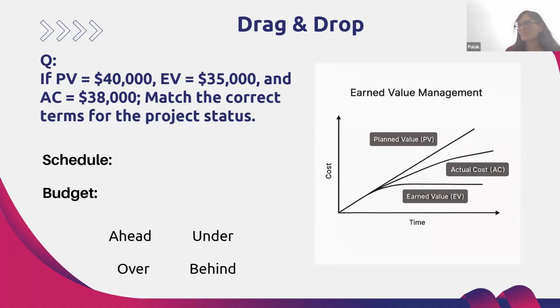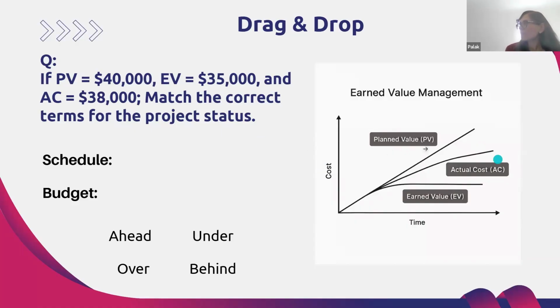Schedule is mostly ahead or behind, and budget is under or over. That should be clear to you, right? In the real exam, we will have about 1 to 1.5 minutes. So if you can solve it just by looking at the graph, you might not need to do any calculation, or you might not even have time to do that. And usually the PMP exam does not go too much into the calculation here.